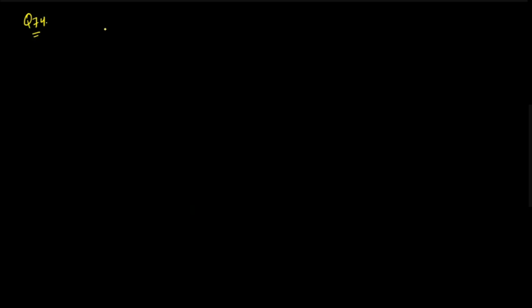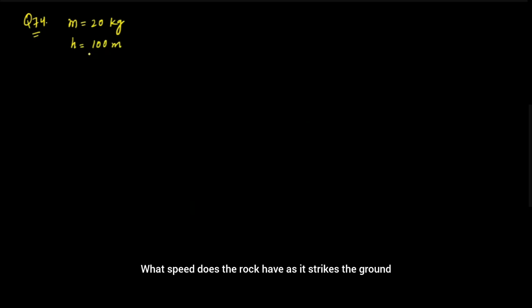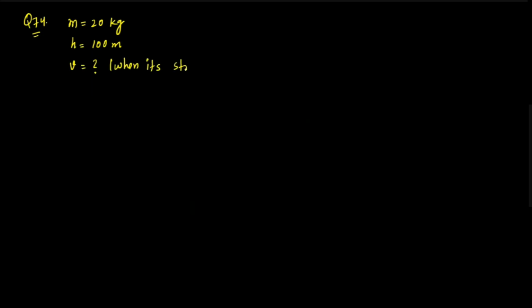The next one. The question says that there is a rock of 20 kg mass, which was at a cliff. It was at a height of 100 meters. What speed does the rock have as it strikes the ground? You have to find the speed when it strikes the ground. Again, you can use the same work-energy theorem to find out the velocity. Try it out.